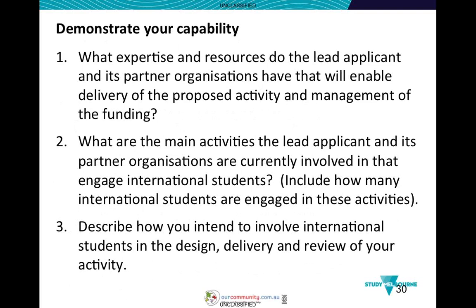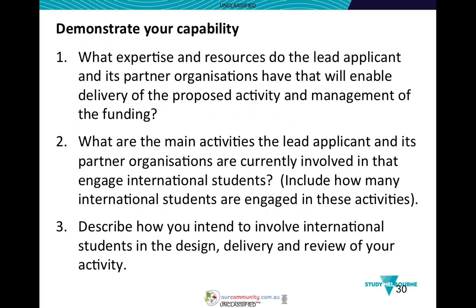You're going to want to really talk about, in the second question, the main activities that you're currently involved in that do actually engage international students currently. So also include how many students are currently engaged in those activities.